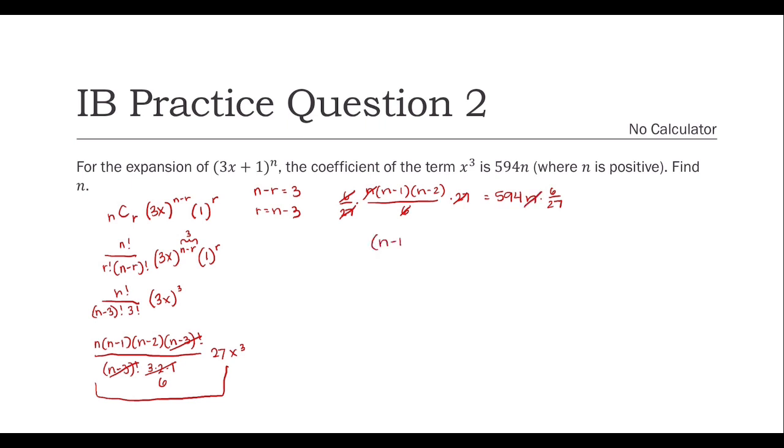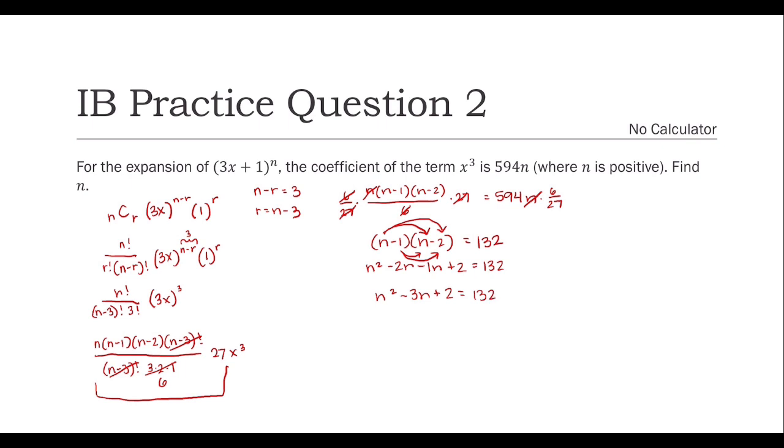So we have n minus 1 times n minus 2 equals 594 times 6 over 27. So that simplifies to 132. Now we can expand this using our distribution. So n times n is n squared, minus 2n, minus 1n, and then plus 2 equals 132. So we have n squared minus 3n plus 2 equals 132.